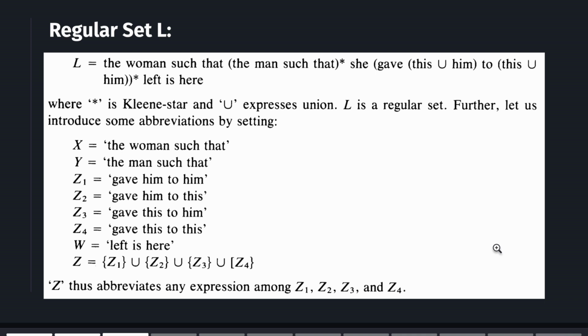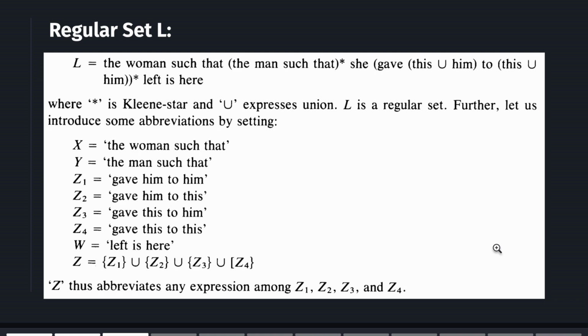In formal language theory, context-free languages play a crucial role. We also introduce two regular sets, which can be generated by finite state grammar. Now let's explore the regular set L. Imagine L as an expression in English.